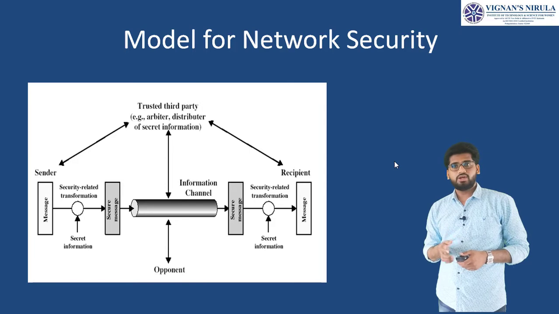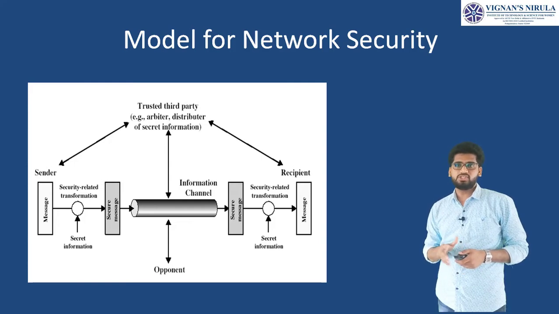We are using this communication channel to transfer the data from sender to receiver in a confidential, secure manner. By using this secure communication channel, the data is transferred securely from the sender side to the receiver side. This is the main aim of the model for network security, or the network security model.